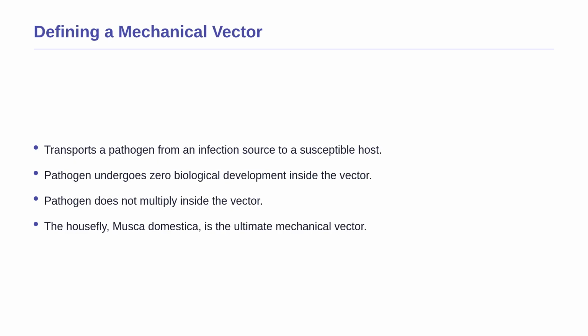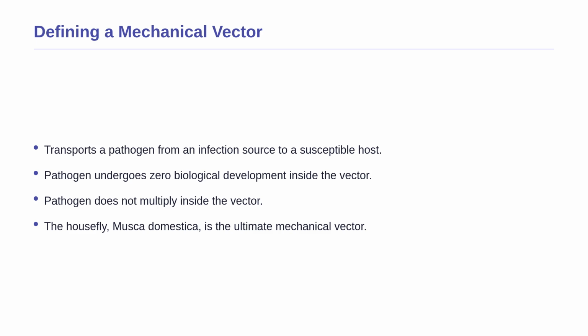Now that we have a conceptual picture, let us look at the formal scientific definition. In medical entomology, a mechanical vector is defined as an organism that transports a pathogen from a source of infection to a susceptible host, but with one crucial condition. The pathogen undergoes absolutely no biological development or multiplication inside the vector. The vector is purely a physical transport mechanism.